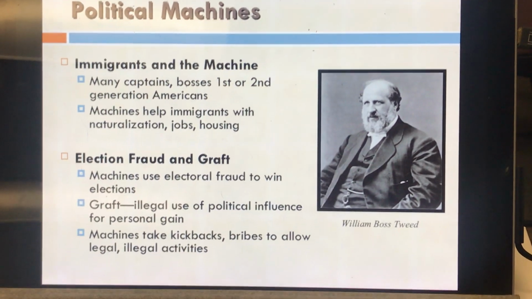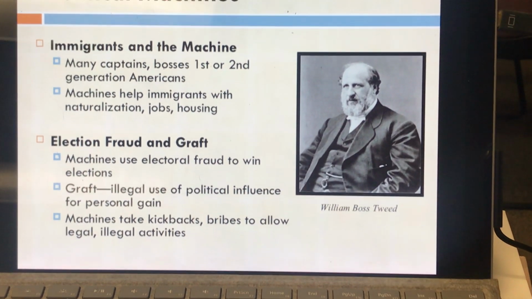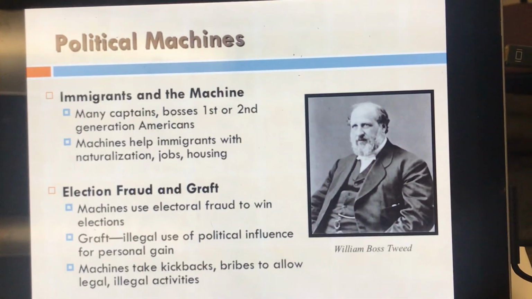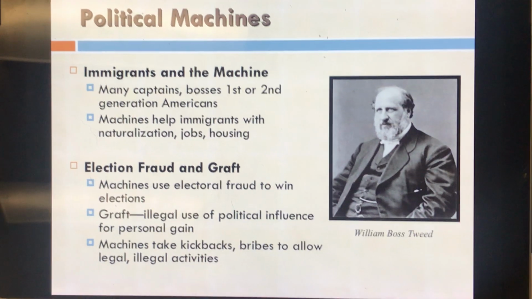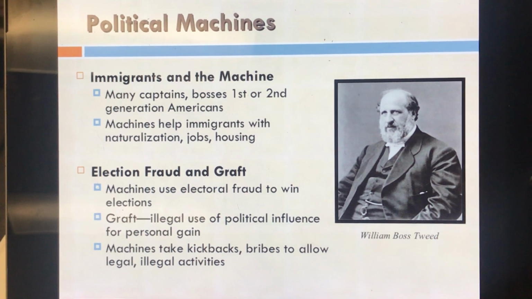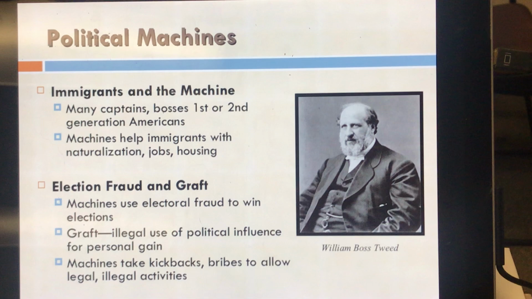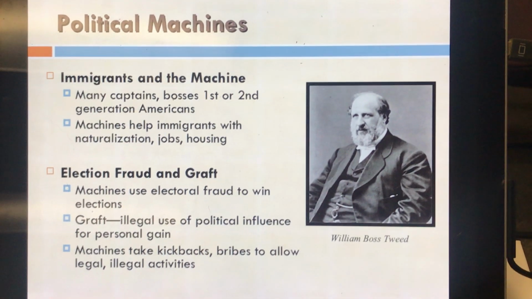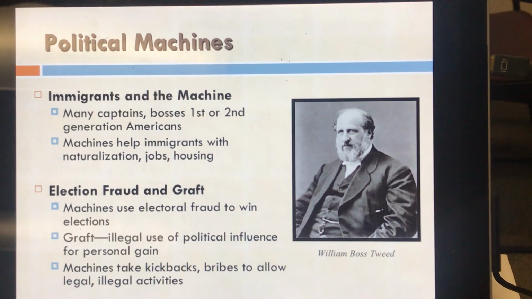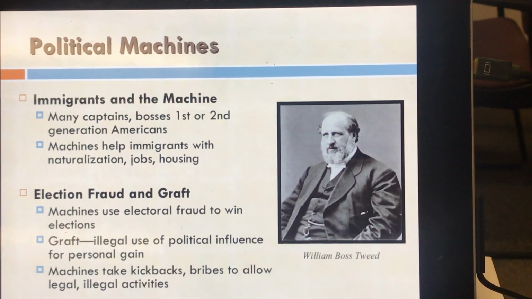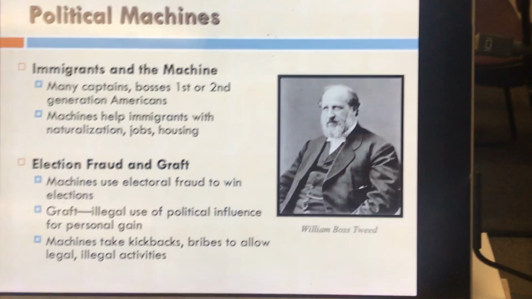A lot of times they used election fraud and graft in order to achieve their goal. They would stuff ballot boxes or conduct intimidation to keep people from going and voting against them. They would take kickbacks or bribes to allow activities, whether they were legal or illegal. And they would engage in what was called graft, which was the illegal use of political influence for personal gain.